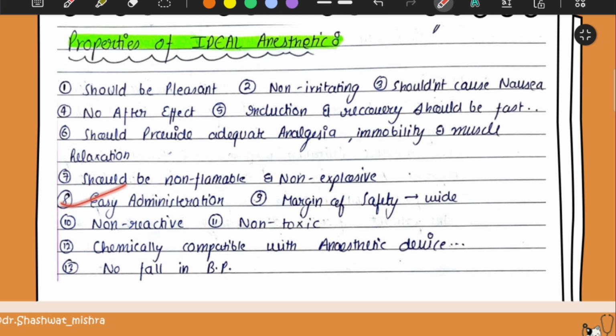It should be easy to administer to the patient, and the margin of safety should be wide. It should be non-reactive, non-toxic to the tissues, and chemically compatible with the anesthetic device we are using, like Mapleson devices. And the 13th is no fall in blood pressure. With halothane, for example, there is a fall in blood pressure after its application, as it sensitizes the myocardium to epinephrine and norepinephrine.